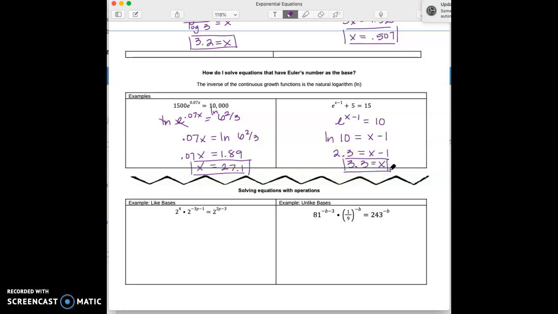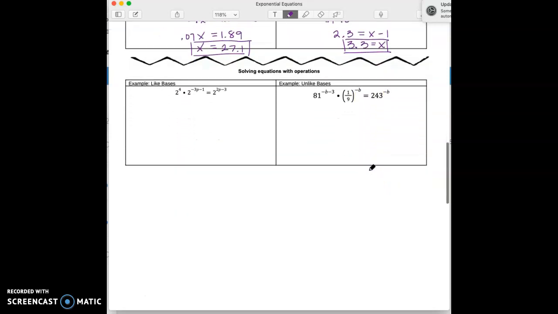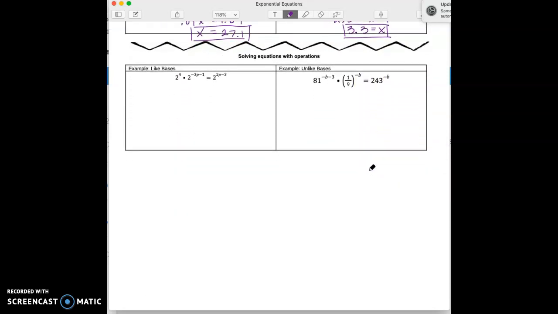So I think the hardest part is kind of learning how to deal with the exponents. Everything else was just solving equations like we've done before. All right, so we've got some operations in here. Now we've got some multiplication and some additional exponential arguments.